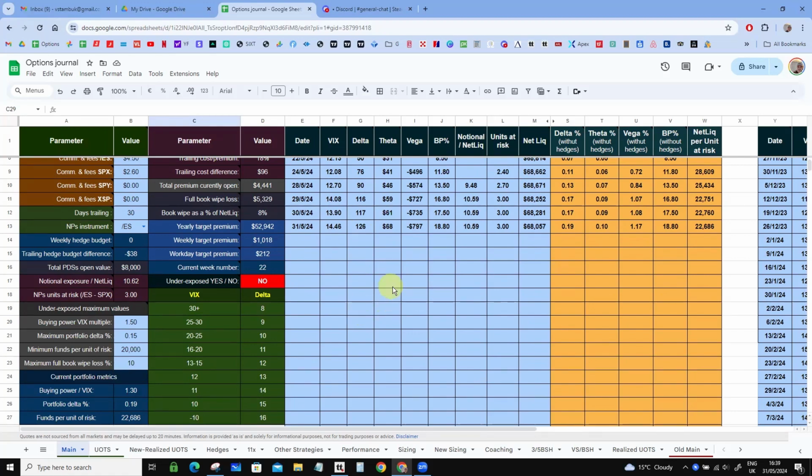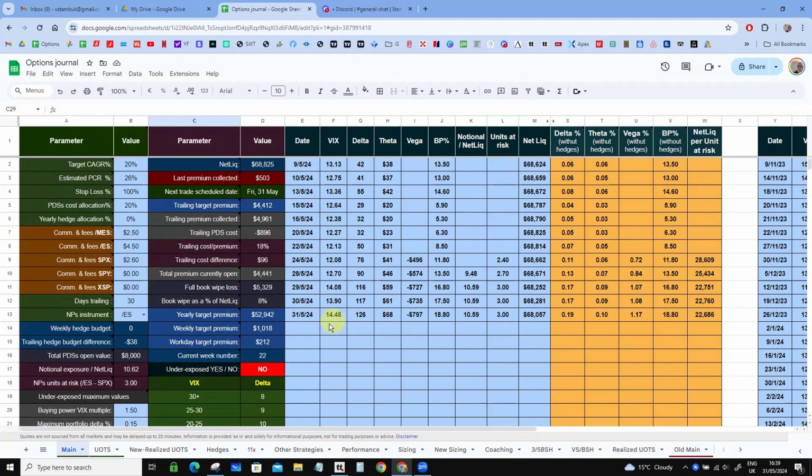Anyhow, let's get started with the trading for today. I already populated these cells here with the delta, theta, VIX, and all of that, and we are perfectly in line to put on another trade. As you can see, our buying power is 18.8 with a VIX of 14.4. That's fine. We are good there. Our delta is 0.19, so it's getting higher. Obviously, with the market going down, our deltas are going to be increasing, but that's still acceptable.